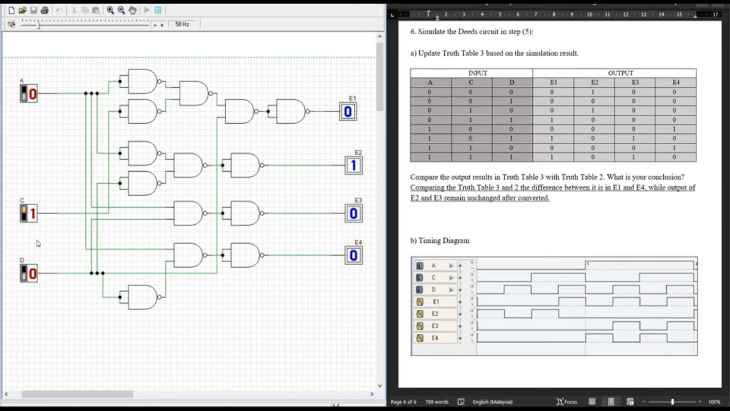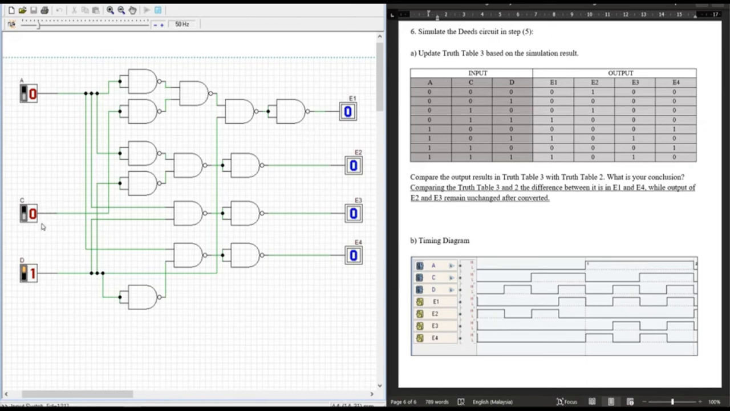For the first input, where A, C and D are 0, it will produce E2 as 1, as you can see from the right side: A 0, C 0, D 0, E2 is 1. Continuing to the next input, which is A is 0, C is 0 and D is 1, you produce 0 output, so E1 to E4 are all 0.